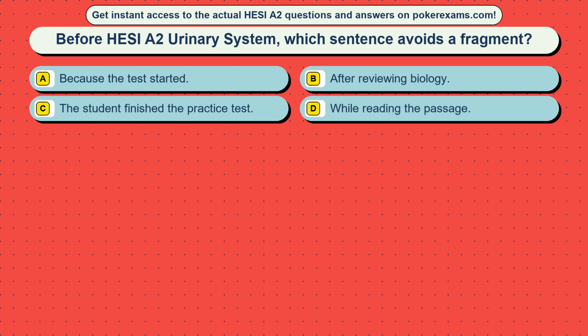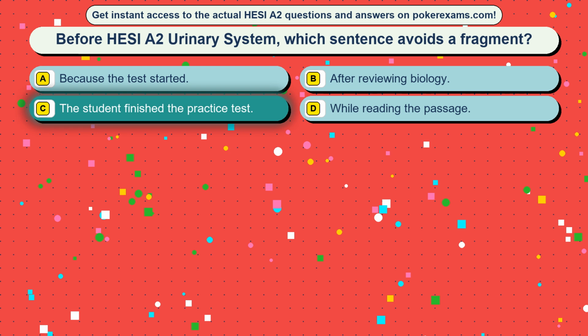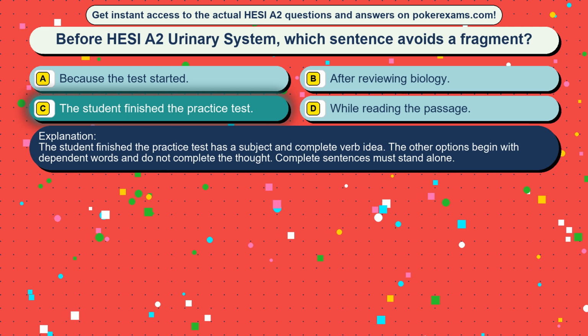Question 5. Before HESI A2 urinary system, which sentence avoids a fragment? Option A, because the test started. Option B, after reviewing biology. Option C, the student finished the practice test. Option D, while reading the passage. The correct answer is option C, the student finished the practice test. The student finished the practice test has a subject and complete verb idea. The other options begin with dependent words and do not complete the thought. Complete sentences must stand alone.